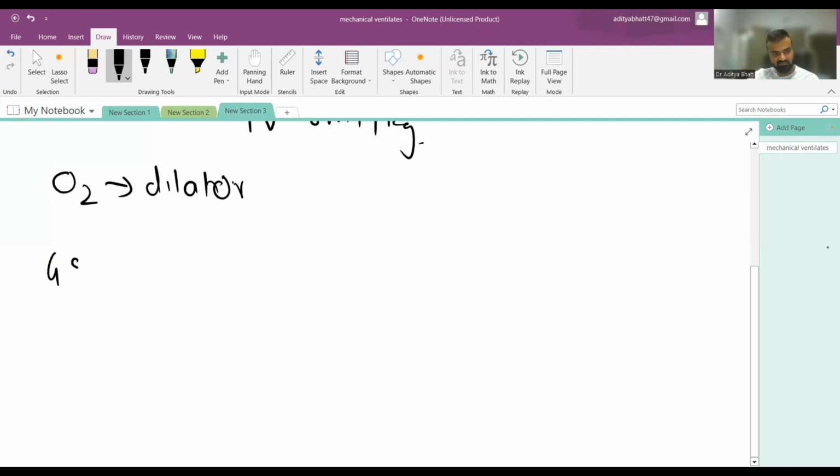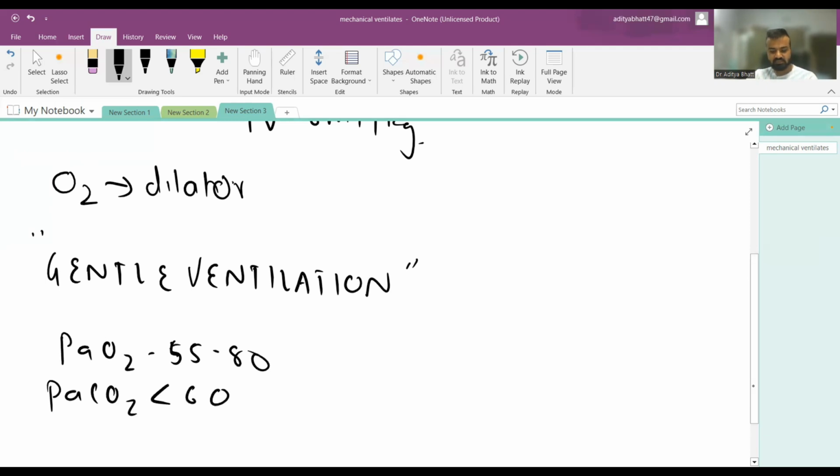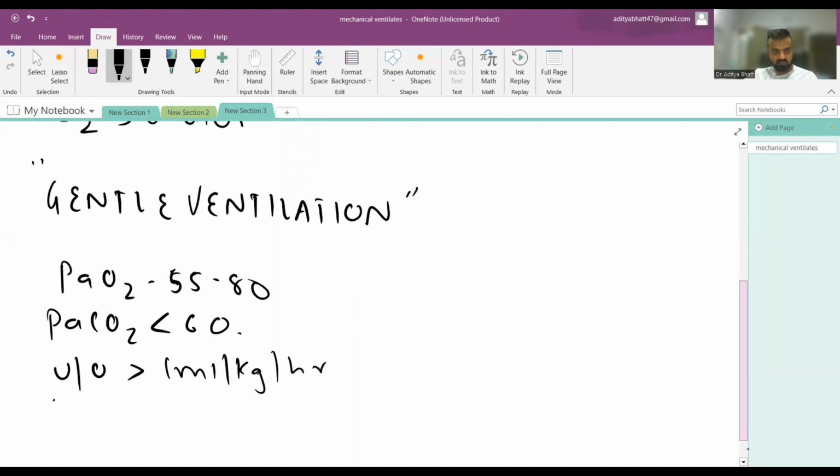And the ventilation for PPHN is gentle ventilation. The word that is used is gentle ventilation: not too much pressure, not too much FiO2, and not too much stimulation. What are the markers of adequate ventilation? PaO2 between 55 to 80, PaCO2 less than 60, urine output more than 1 ml per kg per hour. And the last one is serum lactate. Lactate should be normal.